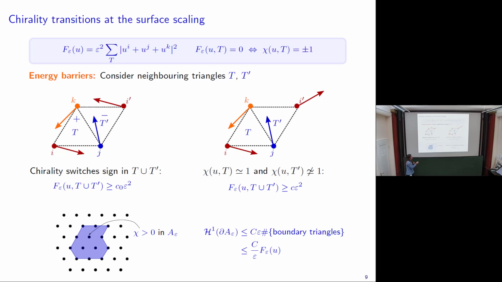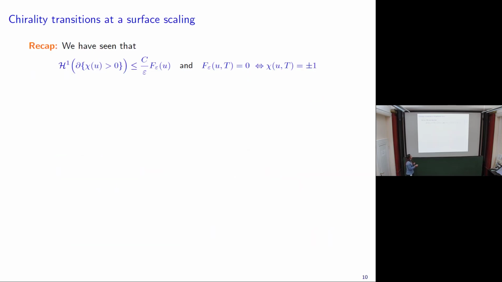Well, if I use this estimate, I can bound this again by my energy in this way. So I get a 1 over epsilon here, which tells us that there might be another meaningful scaling in contrast to the square lattice. We don't have this additional chirality variable. So let me just wrap up. This is what we have seen so far.